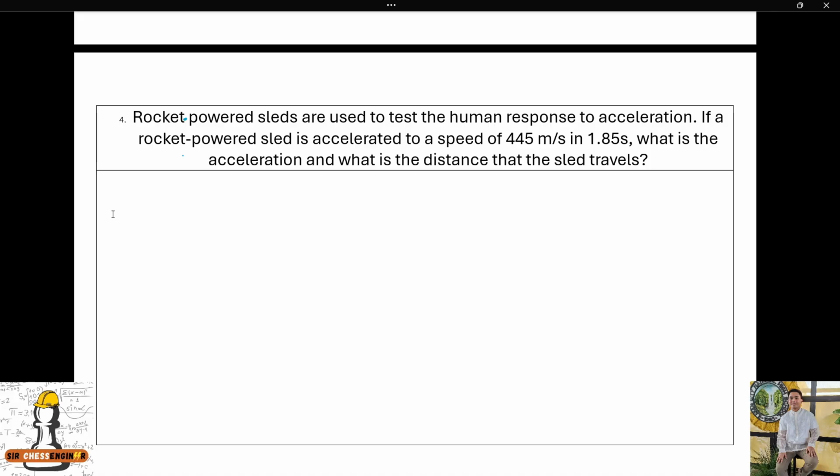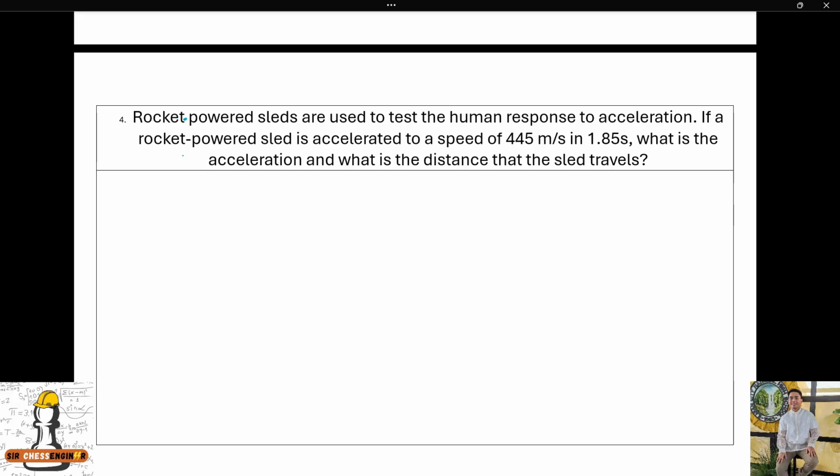Problem number 4 states that rocket-powered sleds are used to test the human response to acceleration. If a rocket-powered sled is accelerated to a speed of 445 meters per second in 1.85 seconds, what is the acceleration and what is the distance that the sled travels?